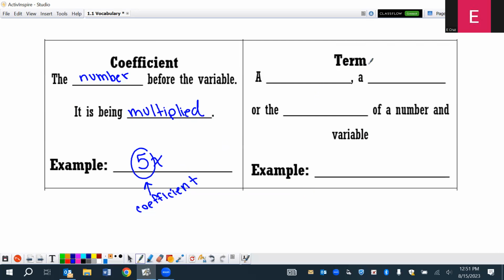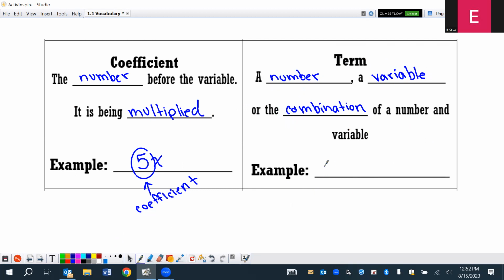A term is a number, a letter, or the combination of a number and variable. So instead of saying letter here, let's use the vocabulary. Let's say variable. So a letter is a variable. We're using academic vocabulary, so let's say variable. So a number, a variable, or the combination of a number and variable.